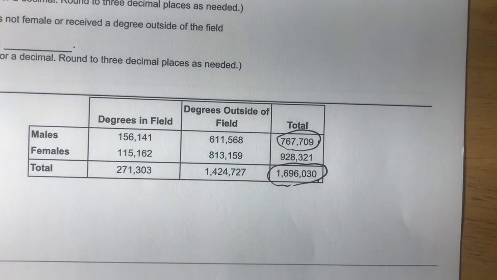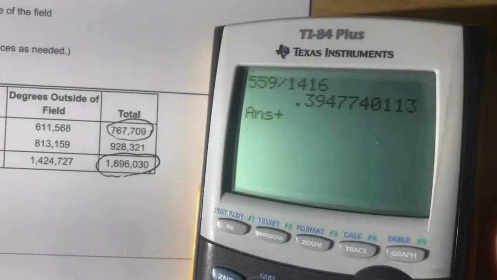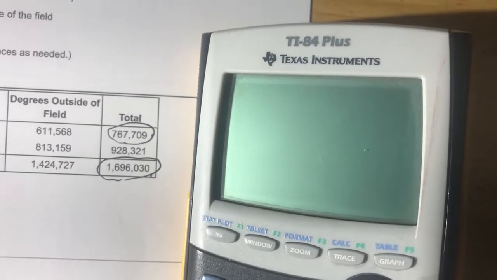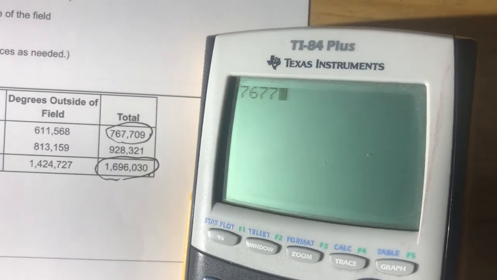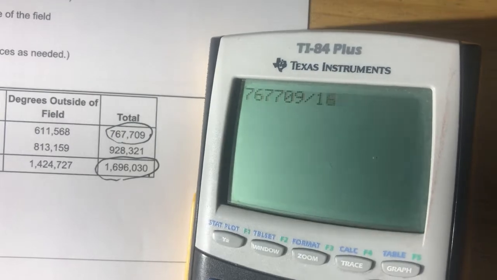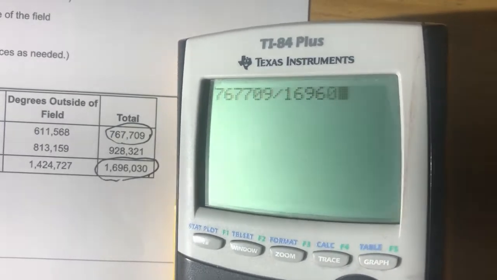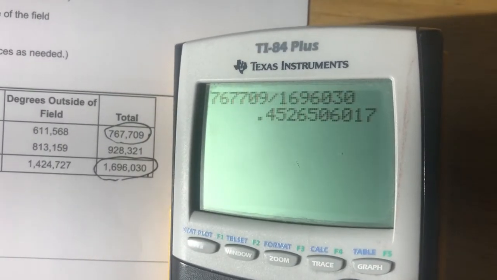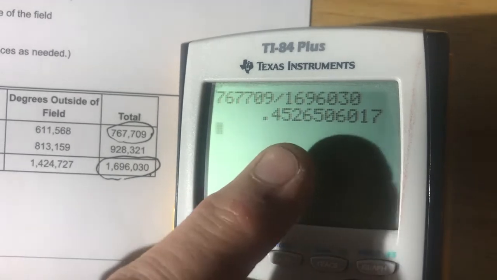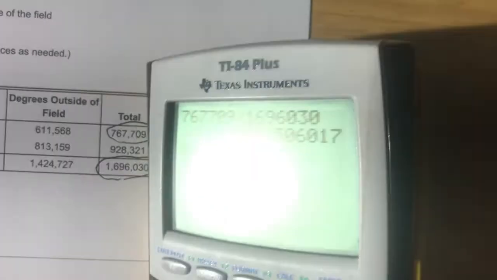Okay, so let's just do that real quick. 767,709 divided by 1696030. And I get 0.452. The 6 makes the 2 go up to 3, so 0.453.